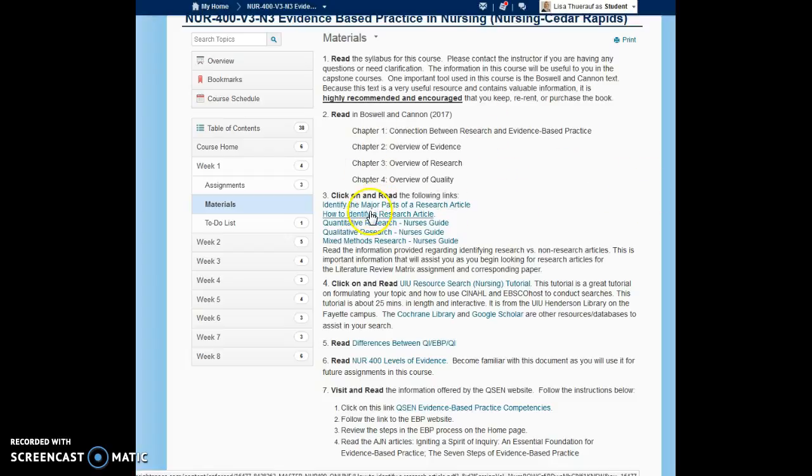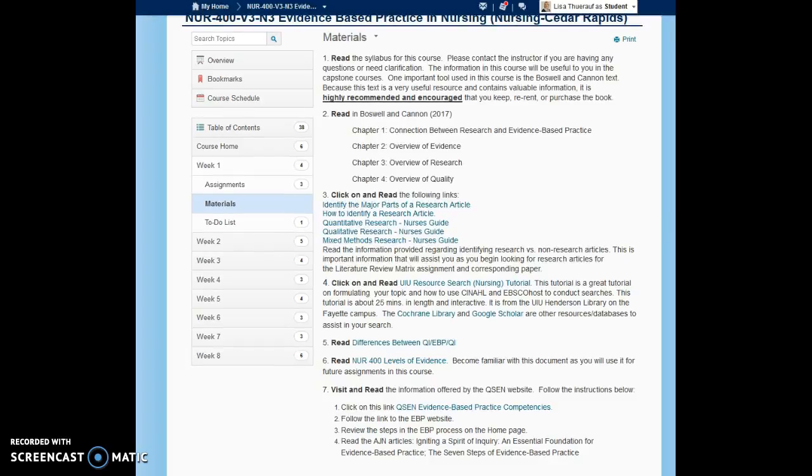Then these 2 links are on how to identify the major parts of an article and how to identify a research article. And then research contains quantitative, qualitative, and mixed method research. So these links take you to some guides about quantitative, qualitative, and mixed method research. We will discuss that in class. We'll also talk about the levels of evidence down here. We'll talk about the differences between QI, evidence-based practice, and nursing research.